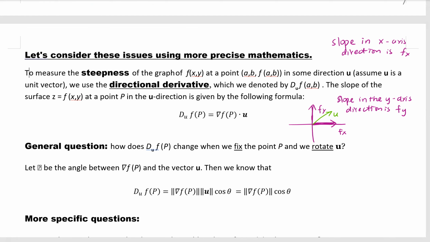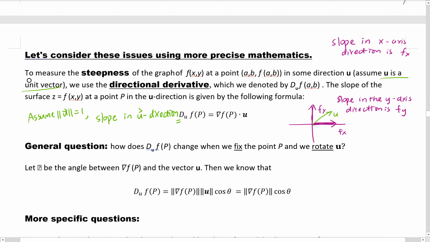It turns out that the slope in the direction u, where we assume u is a unit vector, so we just represent the direction and its magnitude is 1, is the directional derivative. It is given by the gradient vector dot u. This is the slope in the u direction, and here we assume u is a unit vector, meaning the magnitude of u is 1.